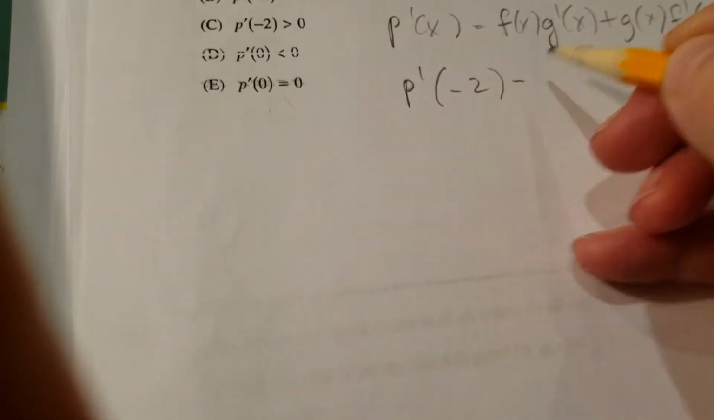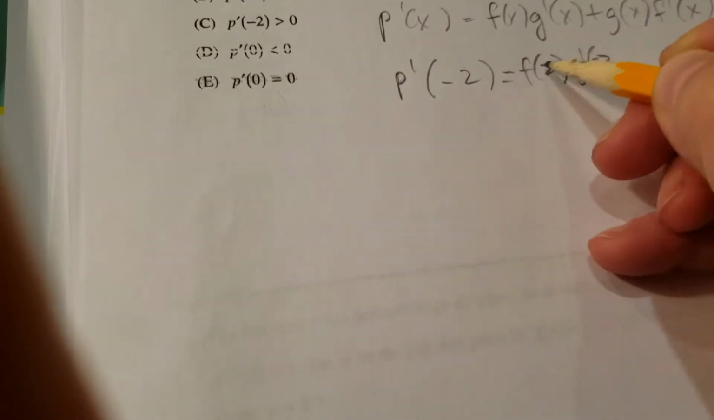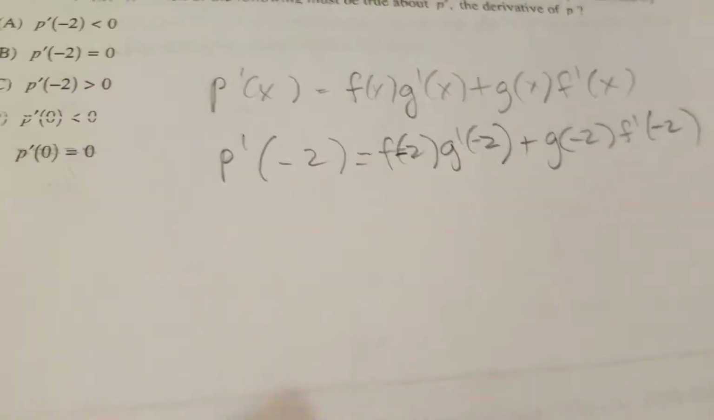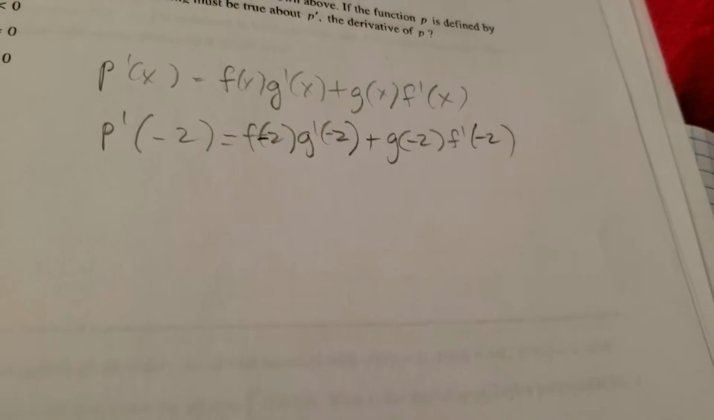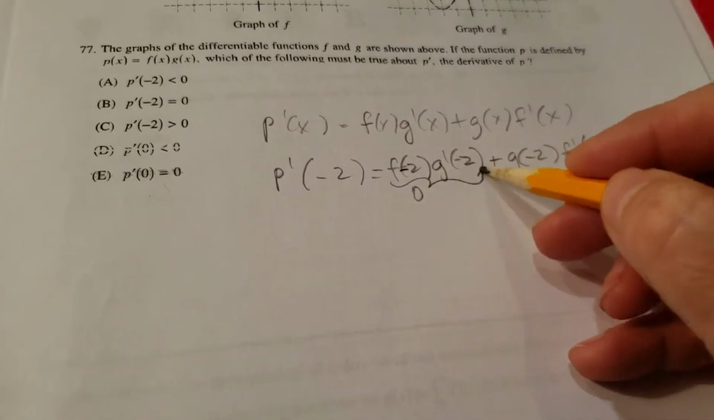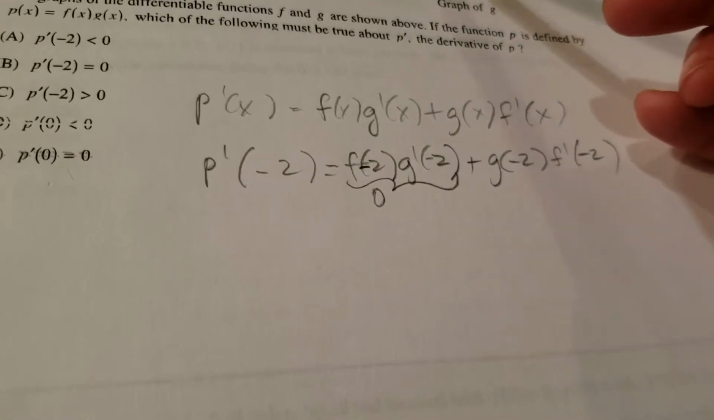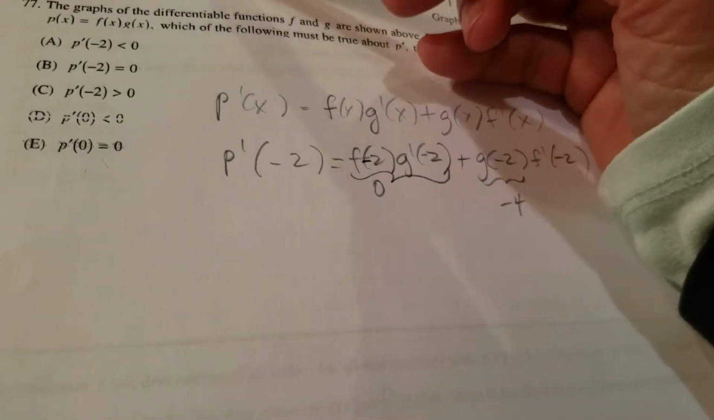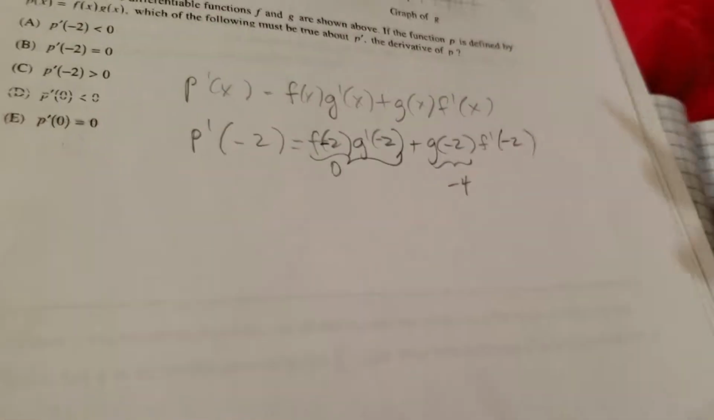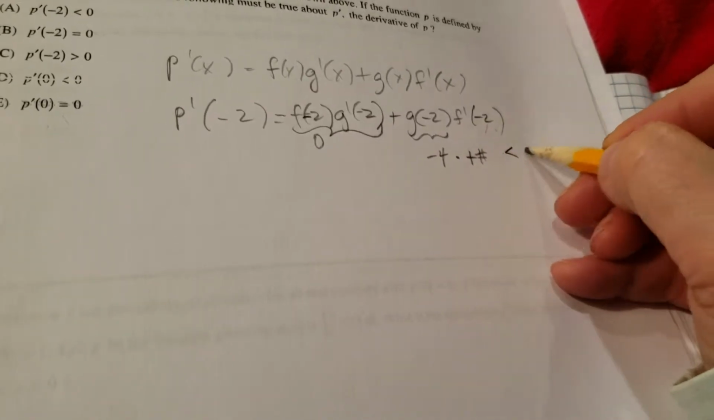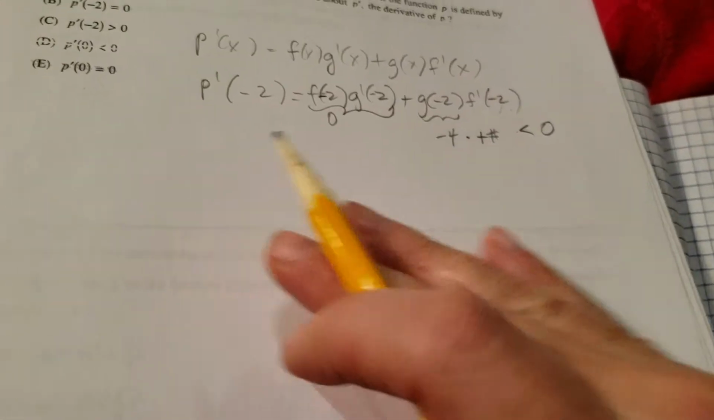P prime of negative 2 is f of negative 2 times g prime of negative 2, plus g of negative 2 times f prime of negative 2. Okay. Let's see. From the graph, f of negative 2 here is 0, right? So that's 0. I don't care what g prime is because this whole term is 0 then. G of negative 2 is 1, 2, 3, negative 4. F prime of negative 2 is some positive number, right? F prime is the slope at x equal to negative 2. So this is some positive number. So this is less than 0. Okay. So far, so good. Okay. I guess it's got to be A. We've lucked out.